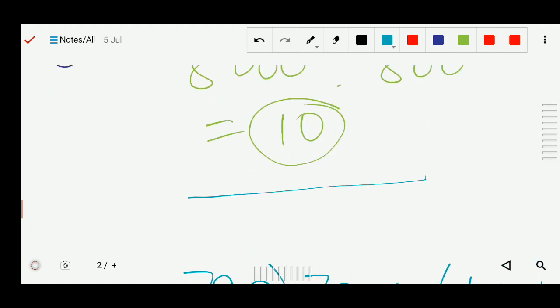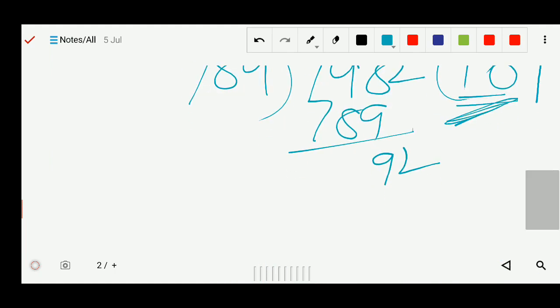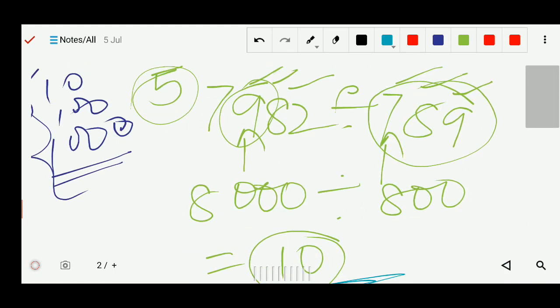So you can see the quotient is 10. Here also you can see 10. So our check is over, and our answer is correct. Got it? Now next, you take out page number 33.